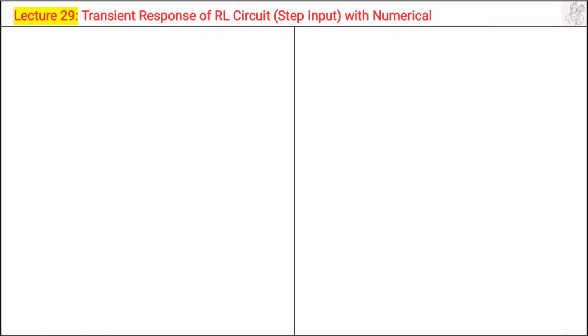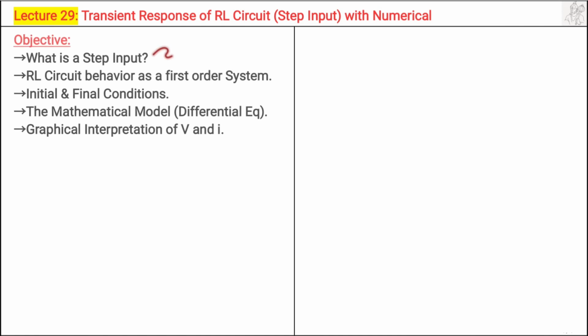Lecture 29, Transient Response of RL Circuit for Step Input along with Numerical. The objective of this lecture is to understand what is step input, what is the RL circuit behavior as a first order system, what is first order system, initial and final conditions, the mathematical model for voltage and current, and the graphical interpretation of voltage and current.